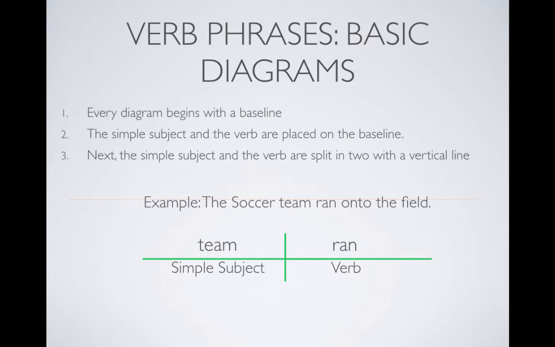Clearly, we have team as the head noun there. Soccer and team are pre-modifiers of the head noun. And run is a verb phrase with a prepositional phrase that is modifying it after. They run onto the field. Onto is the preposition and the field is a noun phrase again, with field being the head noun.